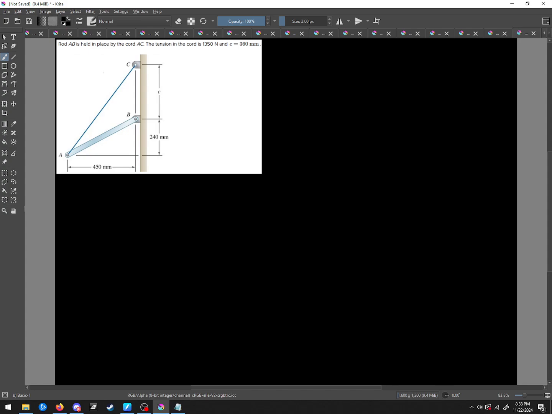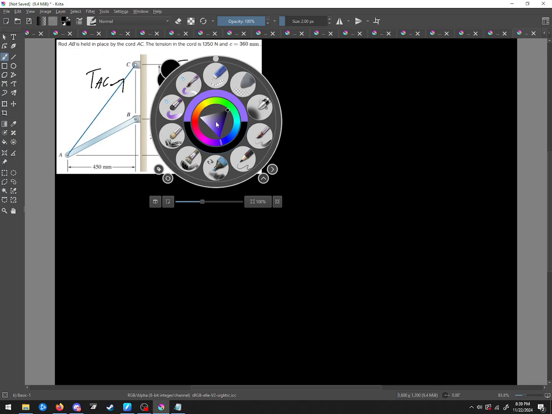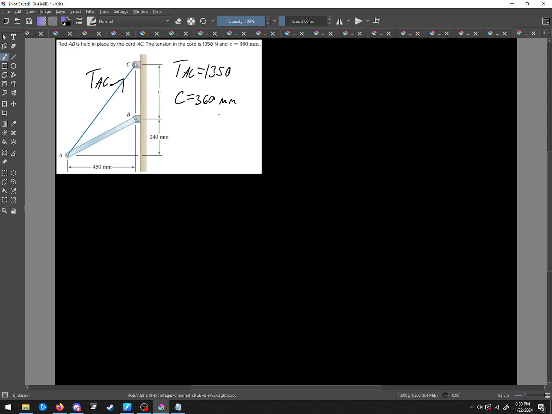Tension. AB is held in place by tension. AC, tension in the cord here. It's gonna look like this. We're gonna call this TAC. And we know that TAC is equal to 1350, and that this distance here, C, equals 360 millimeters. Splendid. Wonderful.